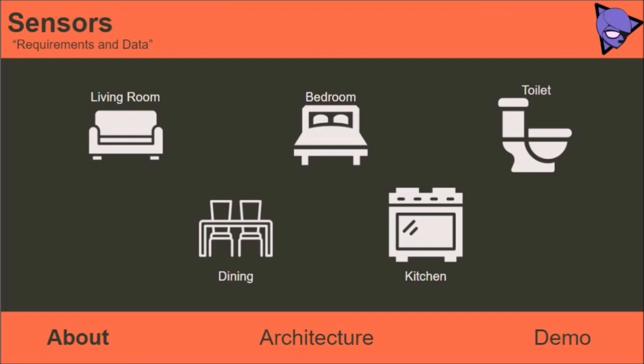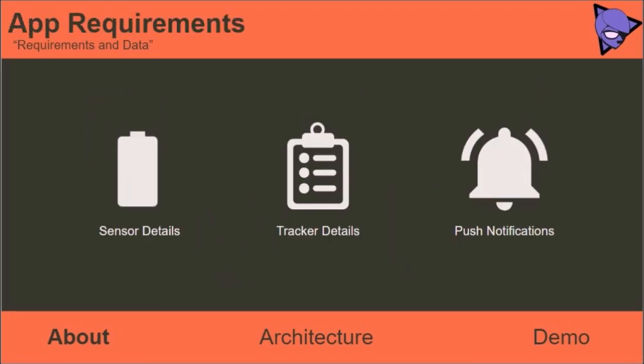In this assignment, we only have to worry about 5 sensors. One for the living room, one for the toilet, one for the kitchen, one for the bedroom, and one for the dining room. Our app for this assignment must have 3 things: a page detailing information about the sensors, a page detailing information about the activities of the seniors, and a push notification if all sensors have been inactive for a few seconds or a few minutes. So without further ado, let's get started.